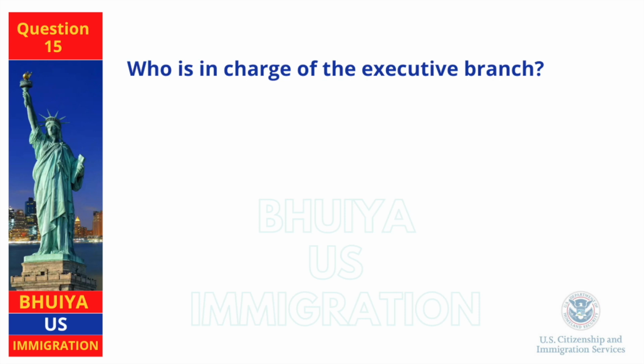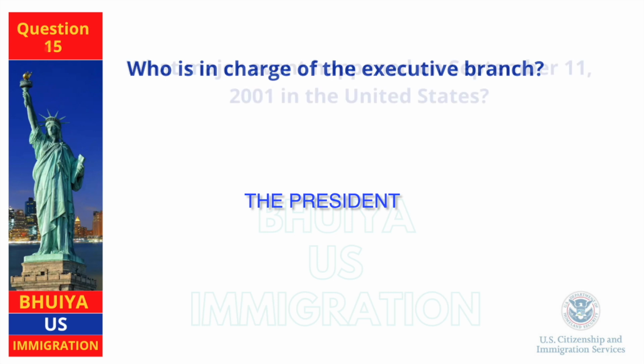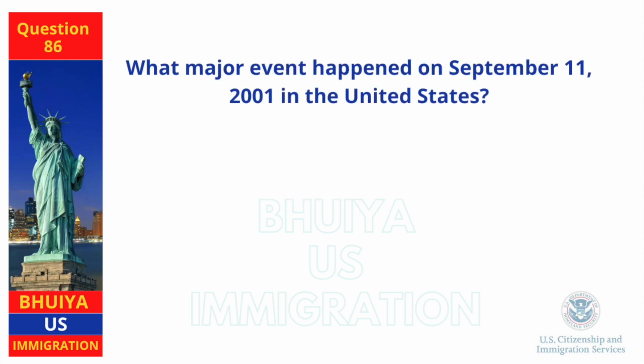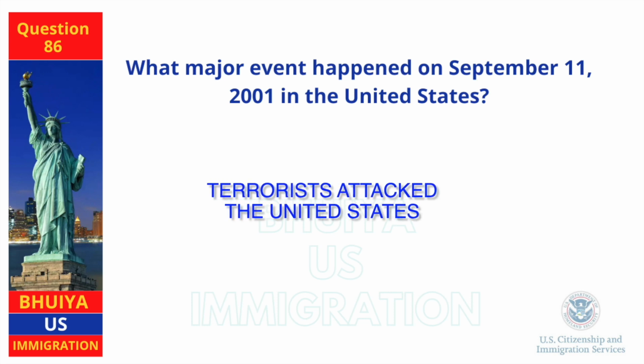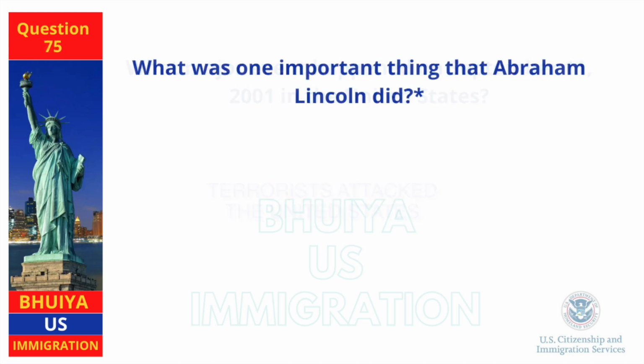Who is in charge of the executive branch? The President. What major event happened on September 11, 2001 in the United States? Terrorists attacked the United States. What was one important thing that Abraham Lincoln did? Freed the slaves.